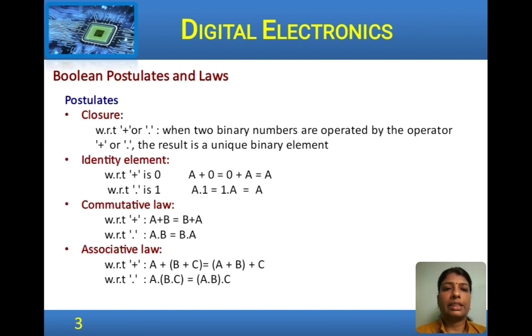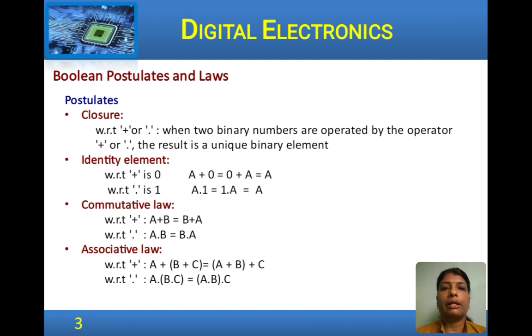Looking into the postulates. First is the closure property, with respect to the AND or OR operation. So when two binary numbers are operated by either an OR or an AND operation, the result is again a unique binary element. Therefore, it is closed with respect to AND and OR operations.